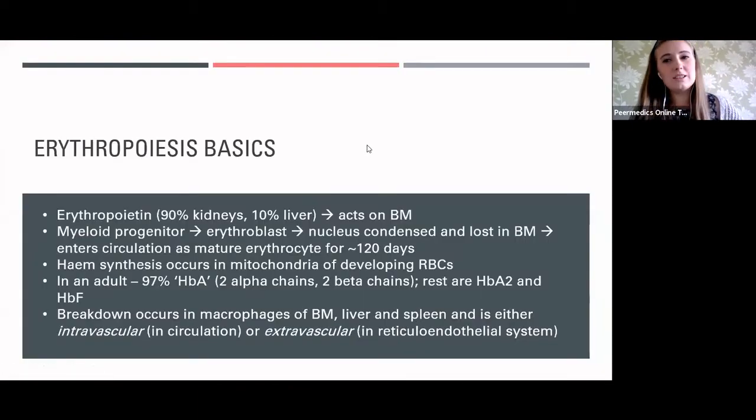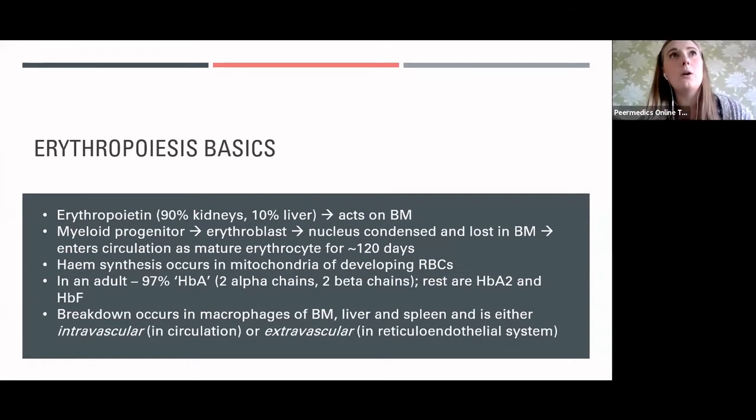So to take you back to the basis of anemia, you need to think about how erythropoiesis works. So obviously it's happening in the bone marrow. It's stimulated by erythropoietin, which is mostly produced in the kidneys, a little bit's produced in the liver, acting on bone marrow and encouraging those progenitor cells, those precursors, to become dedicated erythroblasts.